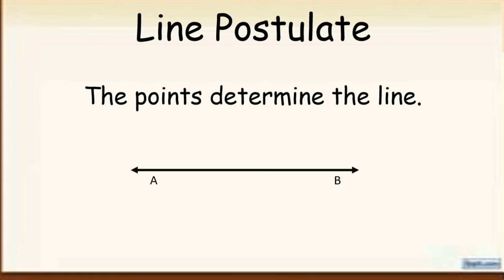Okay, next, line postulate. So the points determine the line. So if we have here 2 points from this line, point A and point B, therefore we can call this line as line AB. So that would be all.